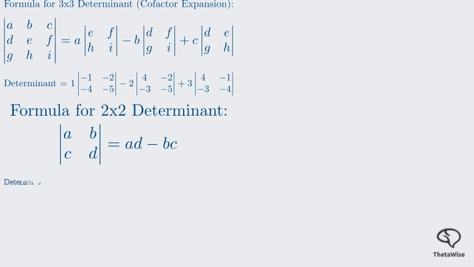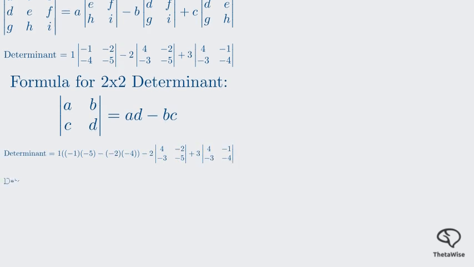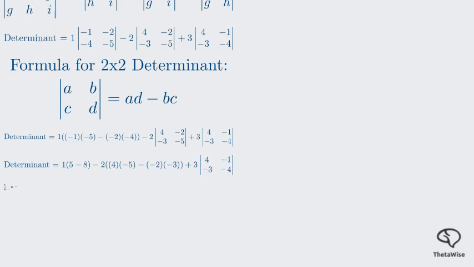First, for the first 2x2 matrix, we calculate -1 times -5, which is positive 5, and subtract -2 times -4, which is positive 8. That gives us 5 minus 8. Second, for the middle matrix, we calculate 4 times -5, which is -20, and subtract -2 times -3, which is positive 6. That's -20 minus 6. Let's be careful with the signs here. Finally, for the last matrix, we calculate 4 times -4, which is -16, and subtract -1 times -3, which is positive 3. This gives us -16 minus 3.